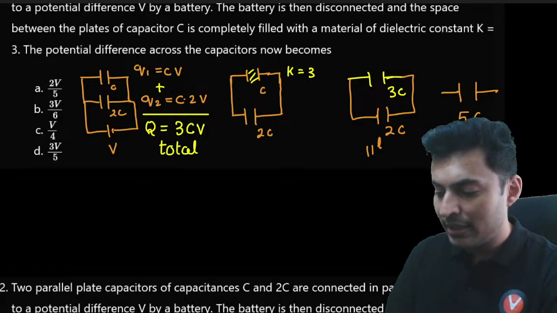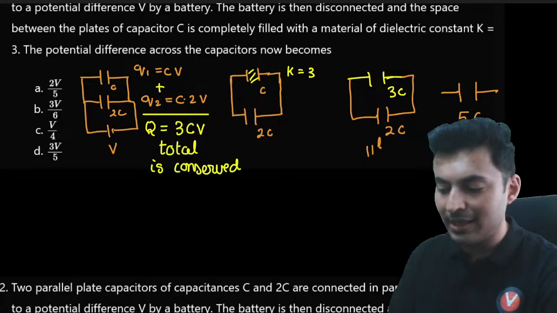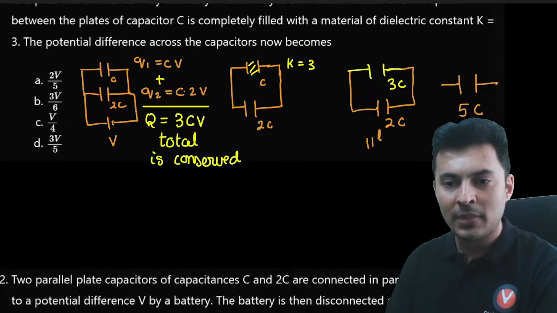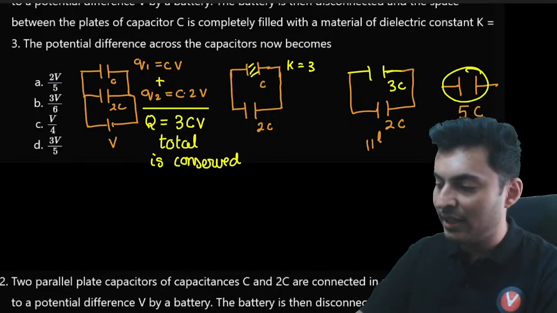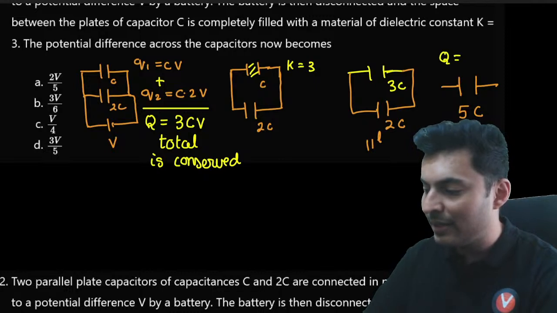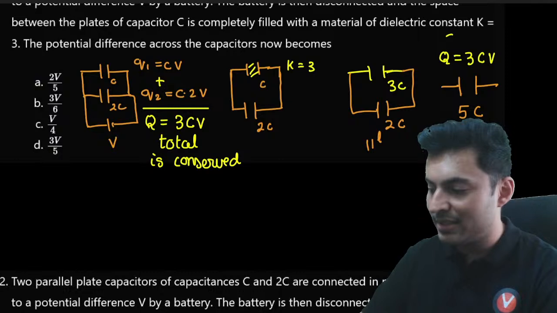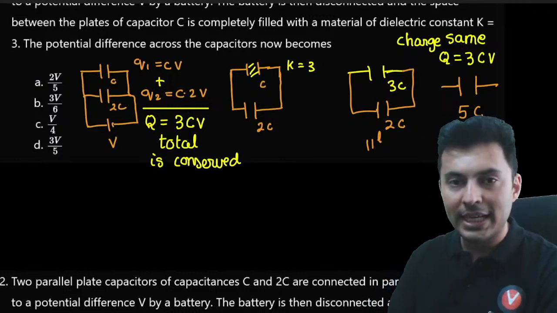And this total charge is going to be conserved no matter what. So the charge on the final capacitor will also be 3CV, because it is the same charge. It cannot go anywhere, right? And then what can I say?